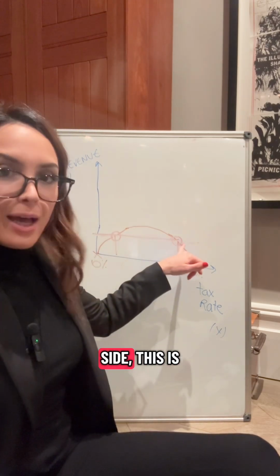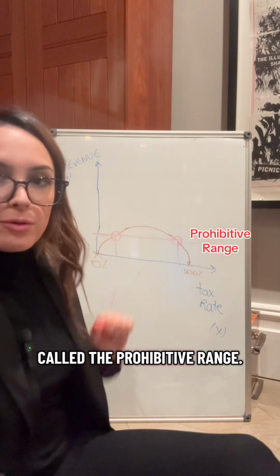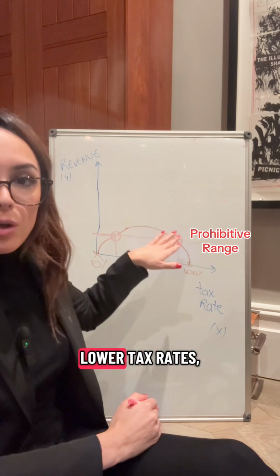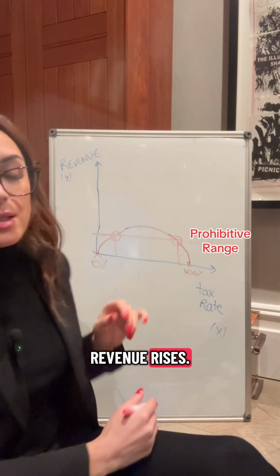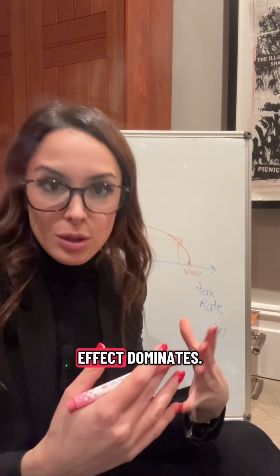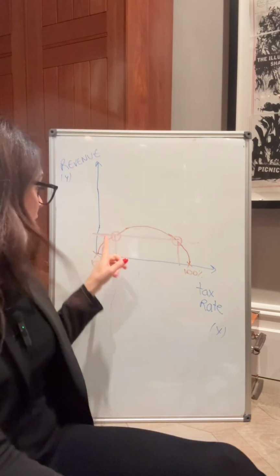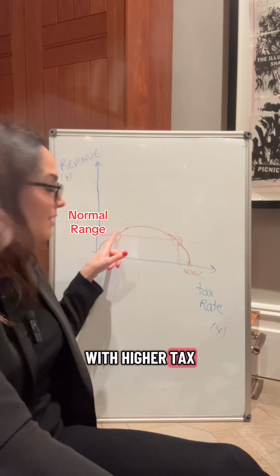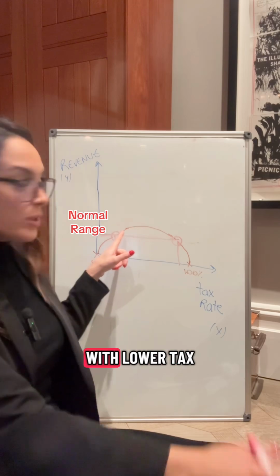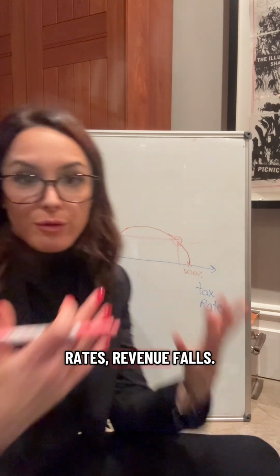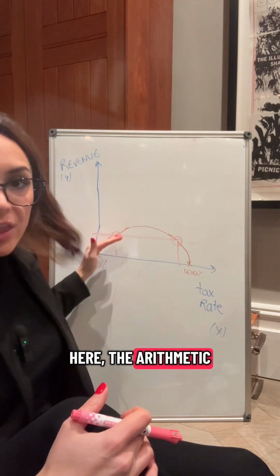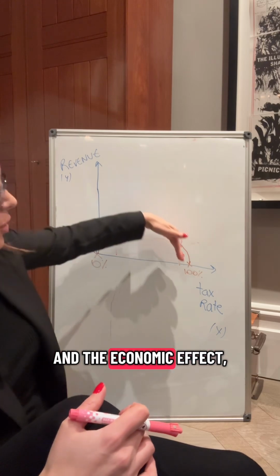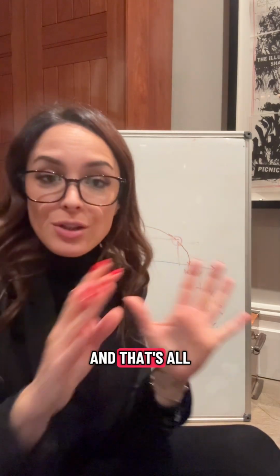On this side, this is called the prohibitive range. Raise tax rates, revenue falls. Lower tax rates, revenue rises. Here, the economic effect dominates. On this side, it is called the normal range. With higher tax rates, revenue rises. With lower tax rates, revenue falls. Here, the arithmetic effect dominates. So you have the arithmetic effect and the economic effect. And that's all it is.